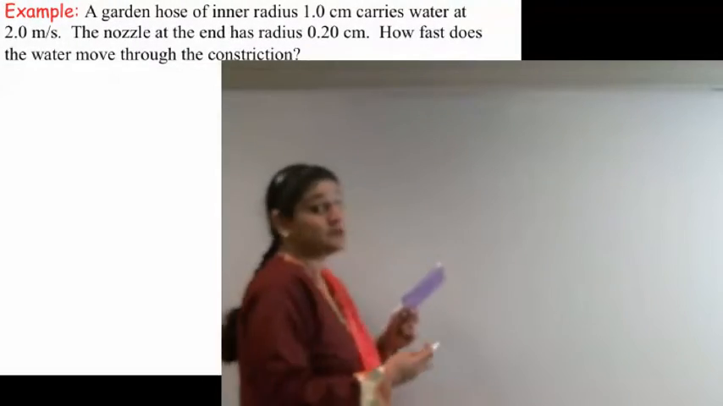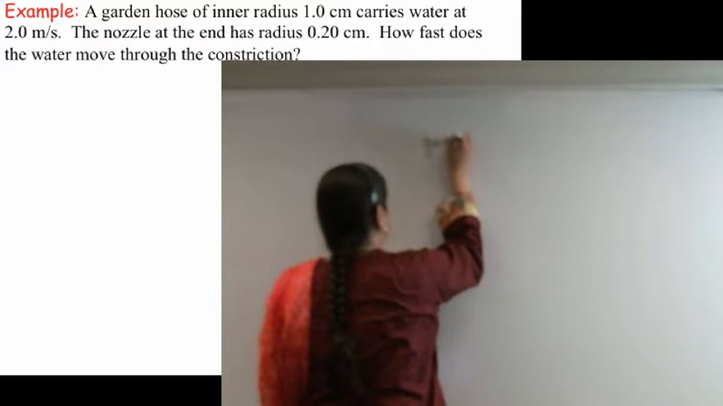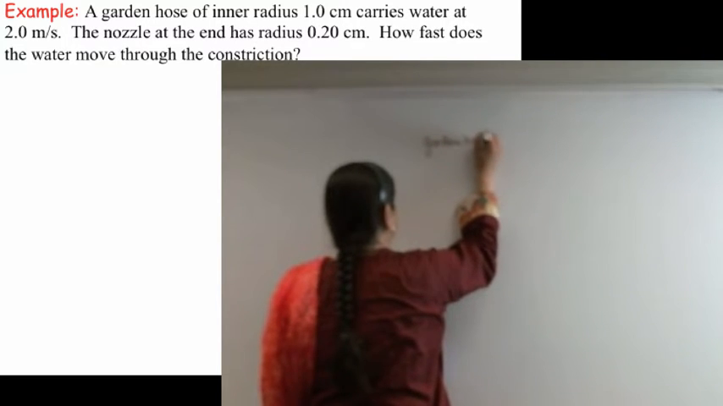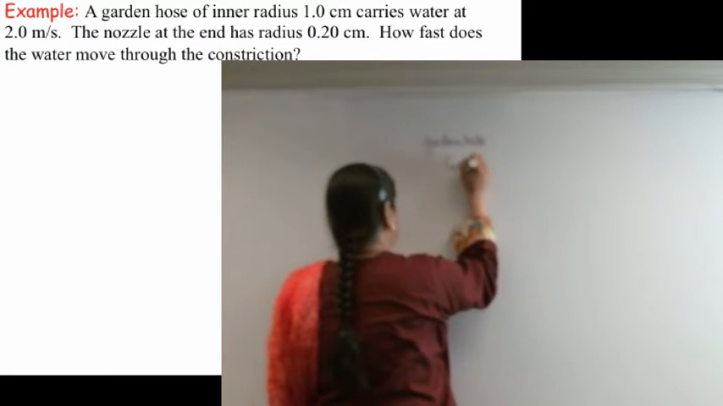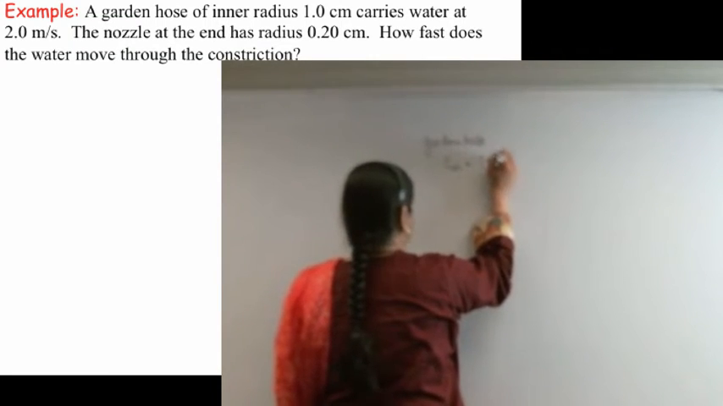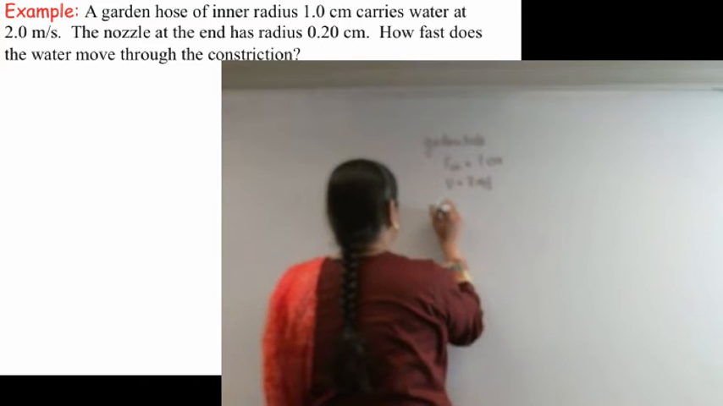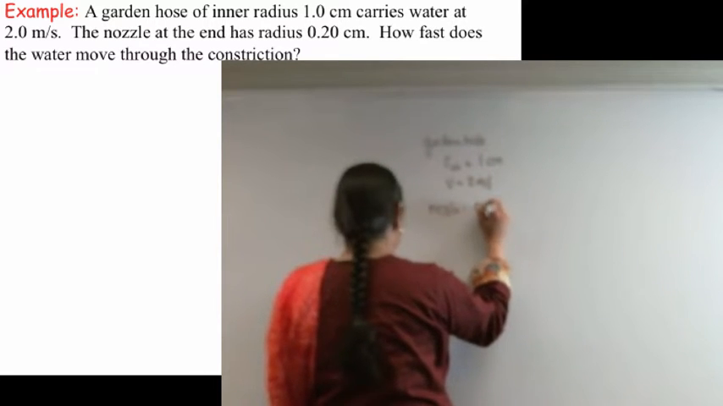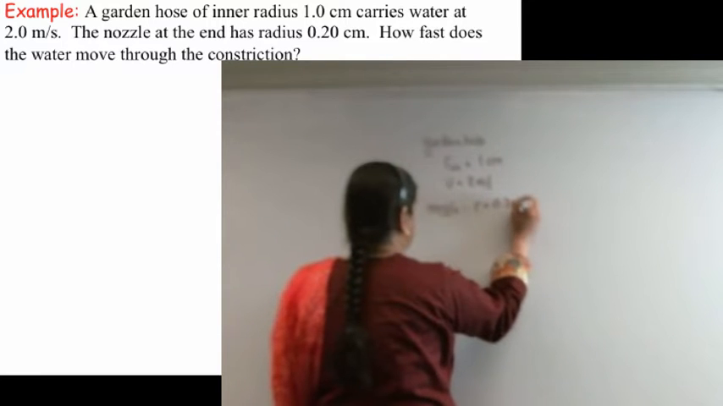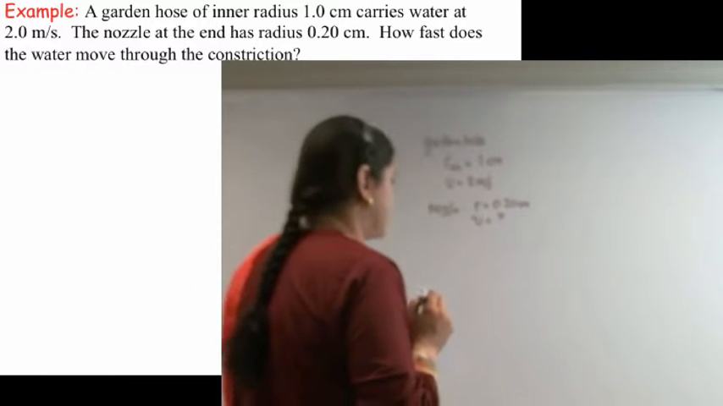In this example, they are giving me a garden hose. They are saying that R inner for this garden hose is 1 centimeter and the velocity is 2 meters per second. For the nozzle ahead, they are giving me R equals 0.20 centimeters, and the velocity of the water is what I'm going to be looking for.